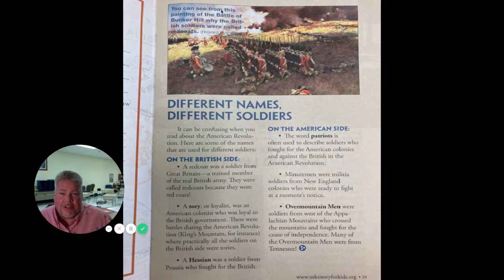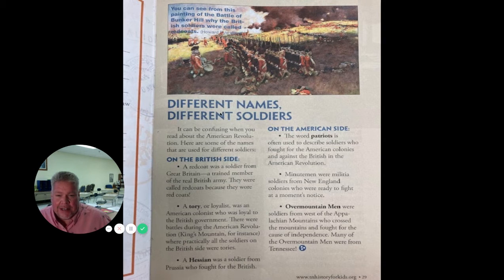It says up here, you can see from this painting of the Battle of Bunker Hill why the British soldiers were called redcoats. Well, they've got their bright red uniforms, don't they? And notice how the British fought. They fought in straight lines. These redcoats did. Well, let's read our text.